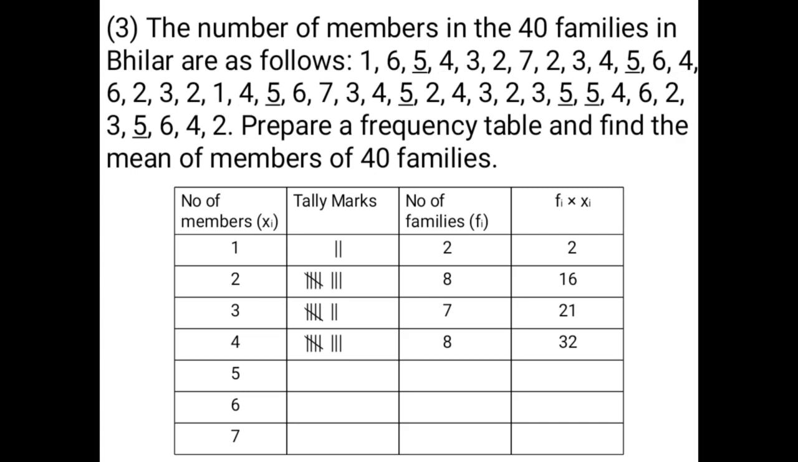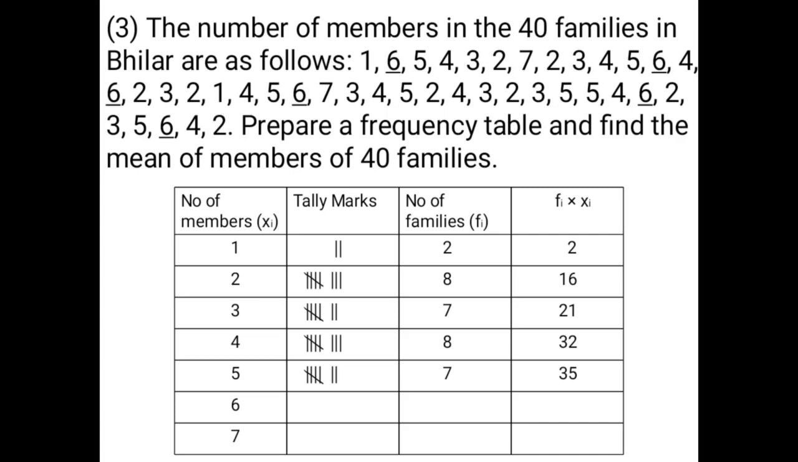Now you have to underline number of members 5 and then you have to count 1, 2, 3, 4, 5, 6, 7. Number of members 5 is 7. You have to mark the tally mark 7. If tally marks is 7, number of families also is 7. Now you have to multiply Fi into xi, that is 7 into 5. 7 5s are 35.